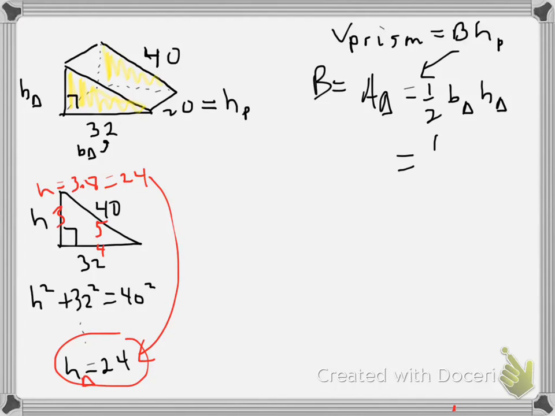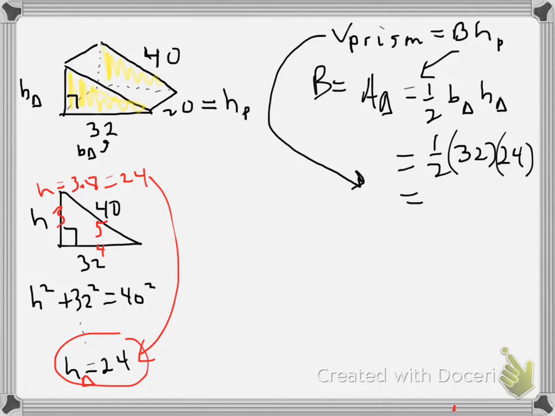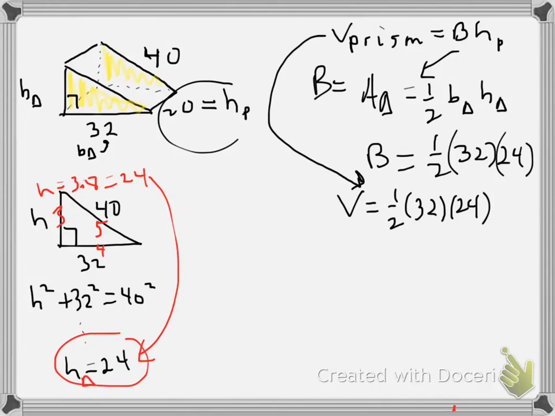So we know we get half the base, which is 32, times the height, which is 24. So I'm going to put this all into the formula. The volume is half the base, half 32 times 24. So that's the triangle, times the height of the prism, which is right here. So that's going to be times 20.